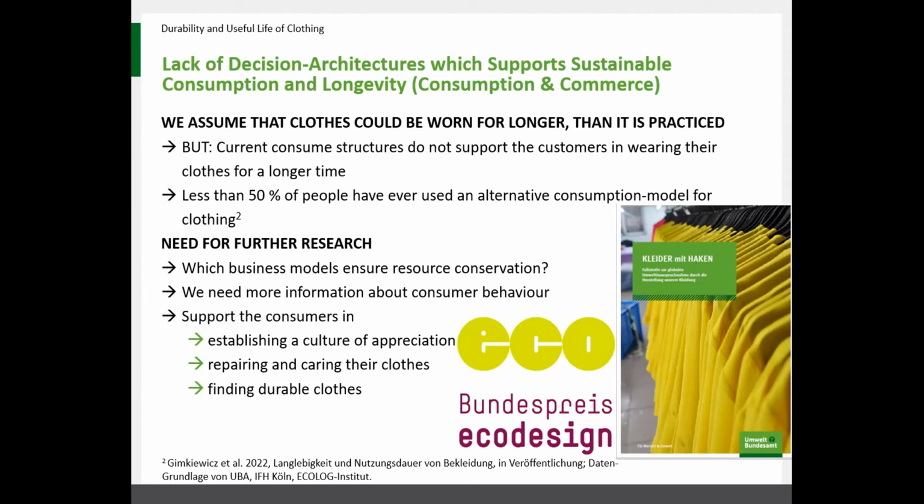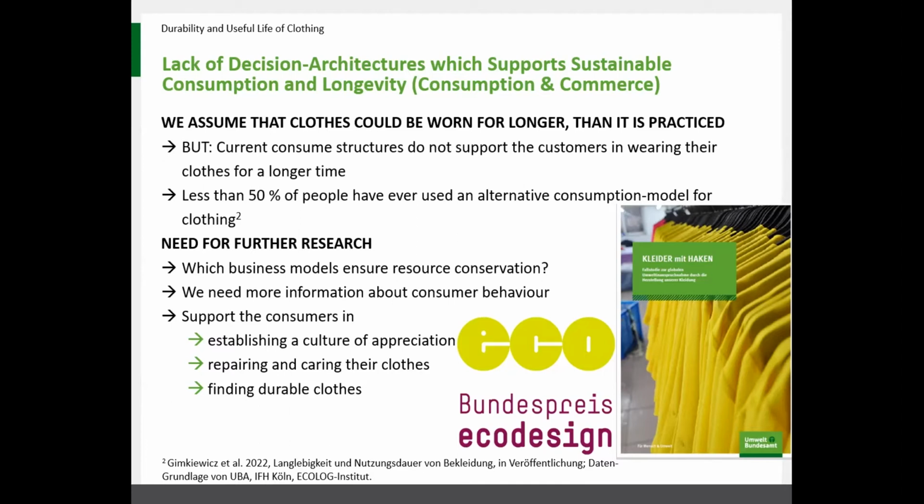The result is the fiber production between 2000 and 2015 has doubled, and in Germany, we buy up to 65 clothes a year per person. At the Uber study, you can see here on the slide, Kleider mit Haken. You can find a lot of further information about the environmental impact of the textile industry. This study will be published soon.